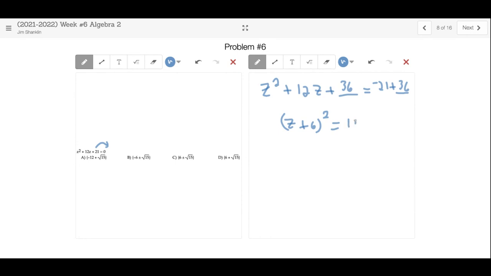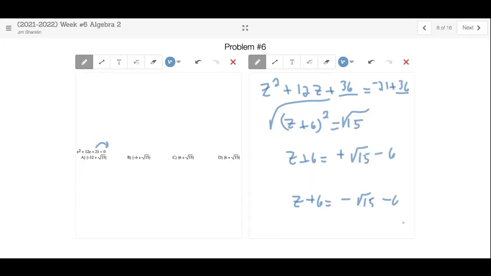I think that's 15. Okay. So then I'm going to take the square root of both sides. z plus 6 equals positive square root of 15. Square root of 15 doesn't break down, so I'm just going to leave it. And z plus 6 is equal to negative square root of 15. Well, my last step is just to subtract 6 off of both sides.